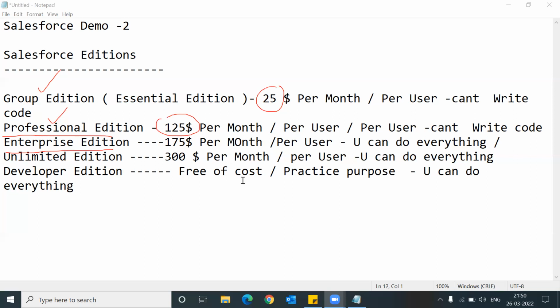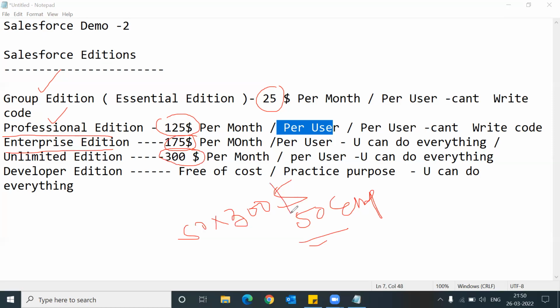Suppose you have 10 people. Acha, first of all, I'm telling you, what does per user mean? It means, suppose you have 50 employees, so you pay per user, right? So it means $125 per month for one user. If I am hired in a company and I am using Salesforce, the company is spending $175 for me. If I'm using the unlimited edition, the company is spending $300 per month on me. So if you have 50 employees, it is 50 times $300.